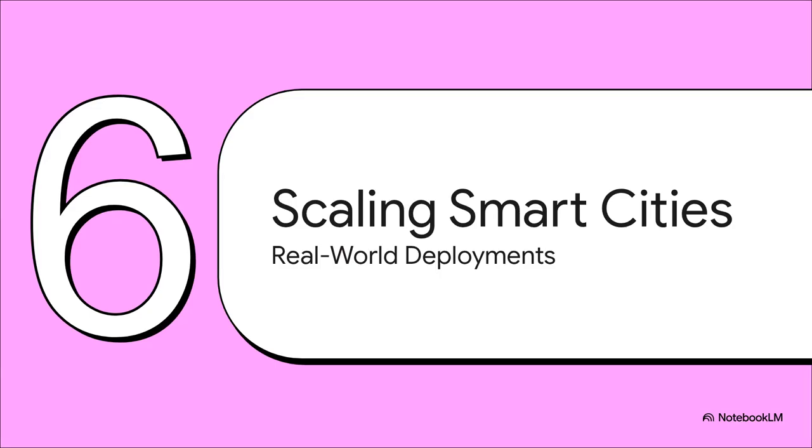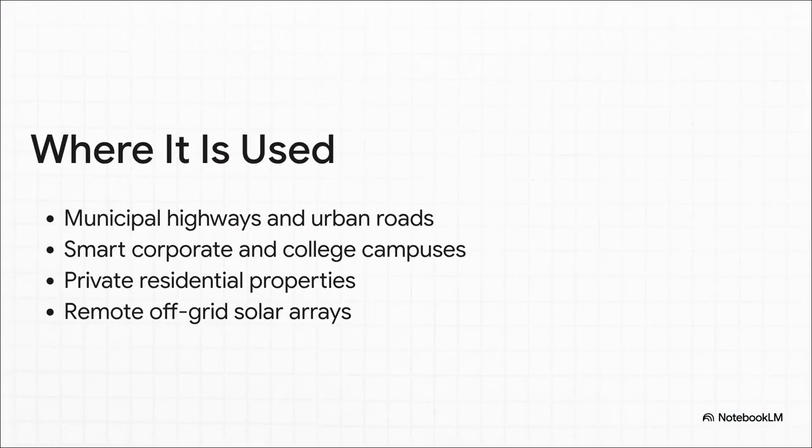Finally, we arrive at Section 6, Scaling to Smart Cities. We've built this tiny 5-volt prototype on a desk, but we have to ask the big, so what question, right? How does this actually impact the real world? Well, these exact principles are deployed absolutely everywhere today. They're replacing those outdated mechanical clocks on municipal highways and urban roads, meaning they can dynamically turn the lights on earlier if a massive storm rolls in and causes dark, overcast skies.